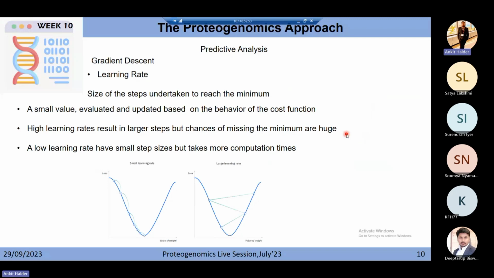So what is the difference between a small learning rate and a large learning rate? You can see this is a small learning rate and a large learning rate. This is the loss and this is the value of the weights. For the small learning rate, you are going here, and here you will be finding the global minima. And with the large rate, you will go here, here.